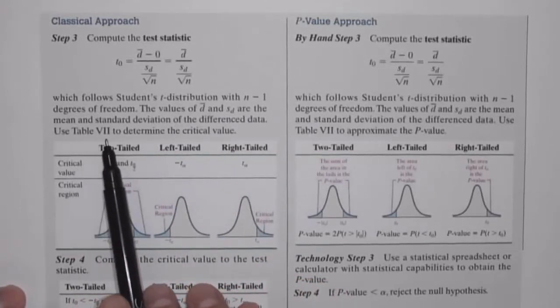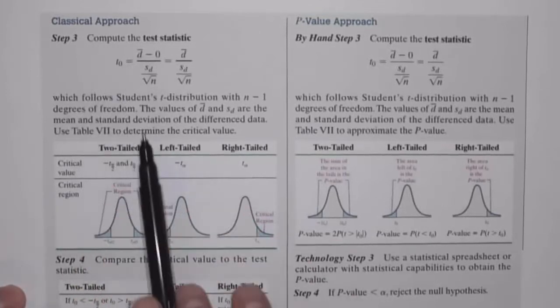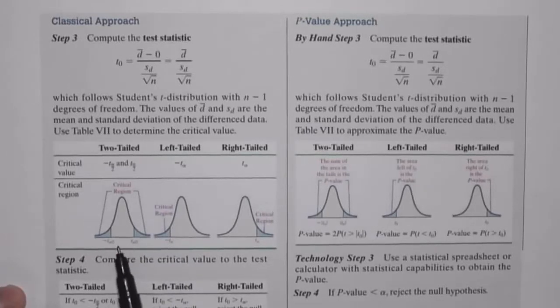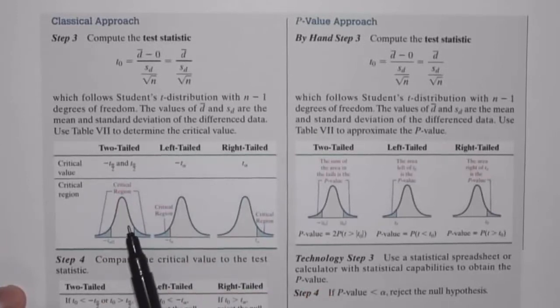So we're going to use the student's t-table or some other means to determine the critical value if we're using the classical approach. So we're going to figure out the critical values like we've done in other tests. And so if we have a two-tailed test, depending on our level of significance, we'll find the two critical values. If we're using a left-tailed test, we'll have a negative critical value. If we're using a right-tailed test, we'll have a positive critical value. So we'll use either the student's t-table or one of our technologies to figure out what those critical values are.